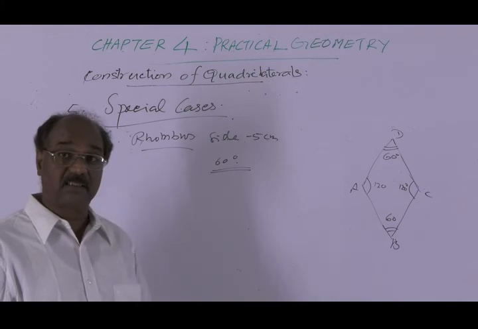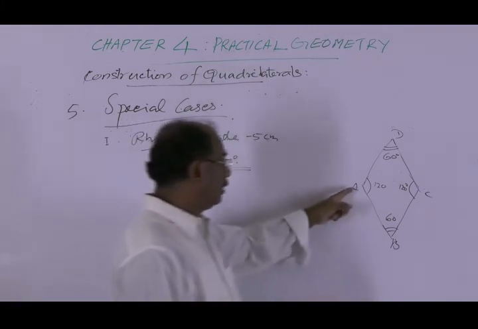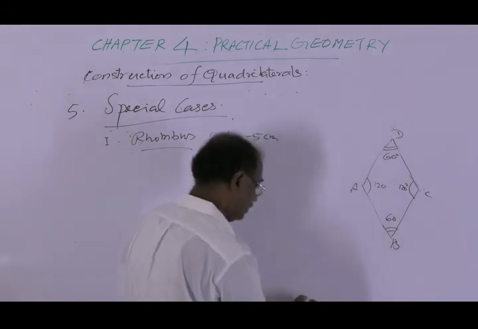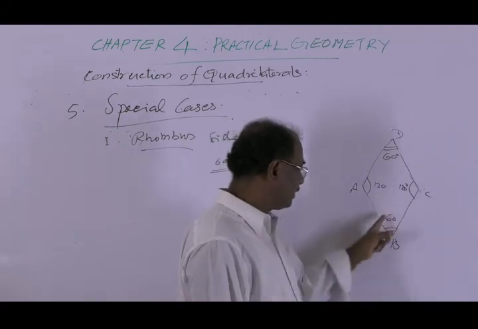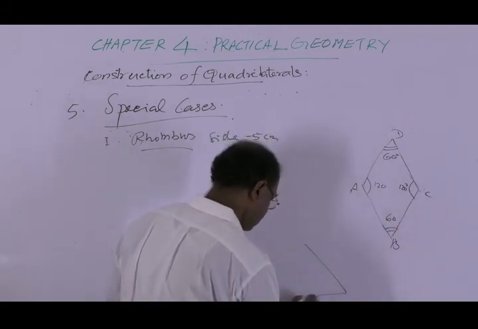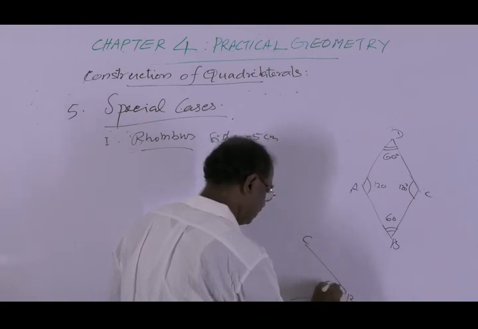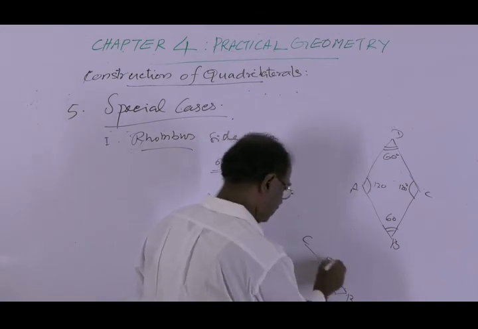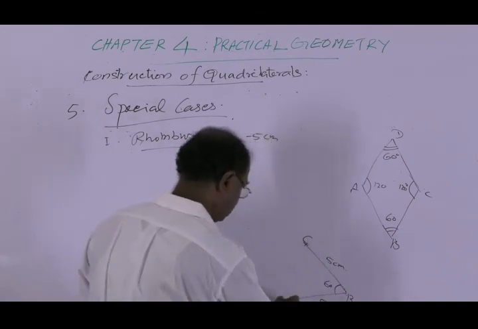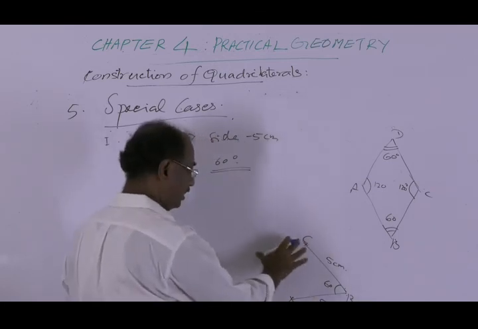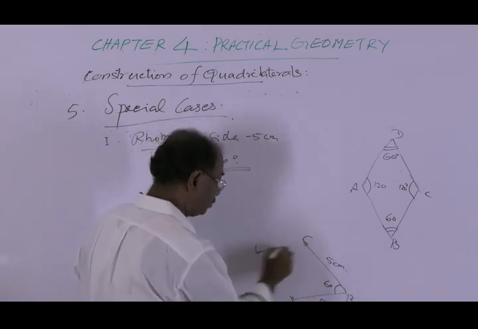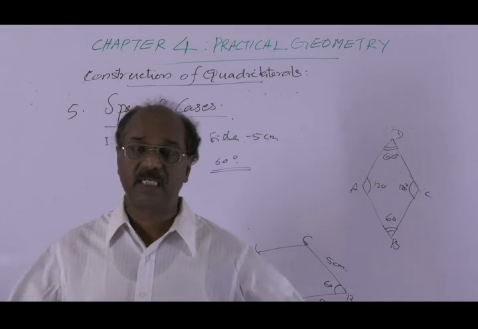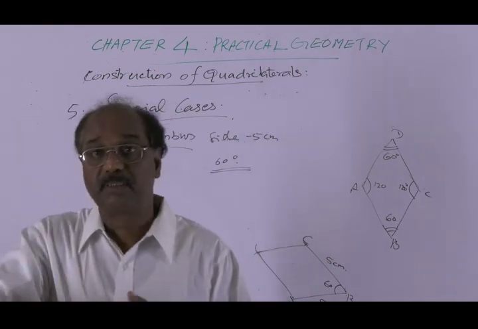We can easily construct this. Draw this AB. Then draw BC making 60 degrees with AB, and this length say 5 centimeters. Then using a compass, take a 5 centimeter arc here also. So join these. It's very easy. Thus we can construct the rhombus.